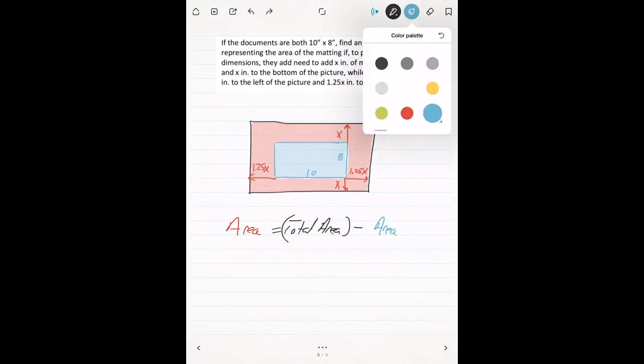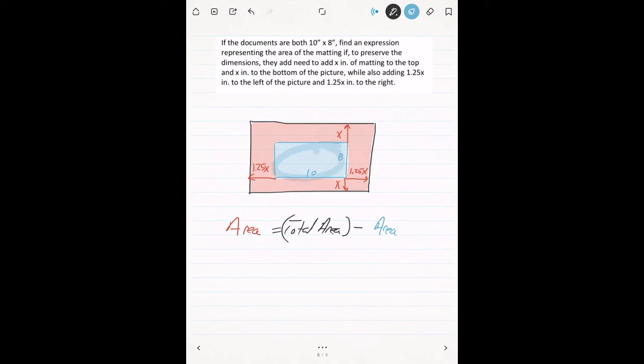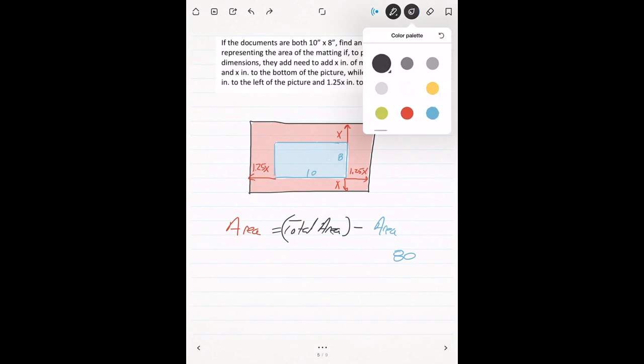So we have two different areas to find here, the area of the blue, and we need the area of the total. Let's start with the area of the blue, because we know its dimensions. We know the length and the width of this rectangle. So I'm going to say that the area is 10 times 8, so that's 80. 80 square inches is the area for this interior blue rectangle. But how do we find what the total area is?